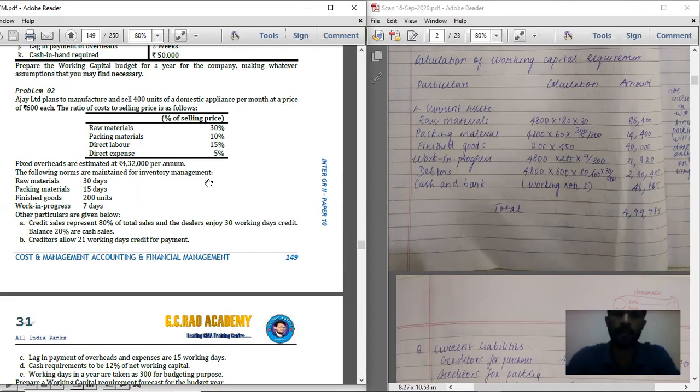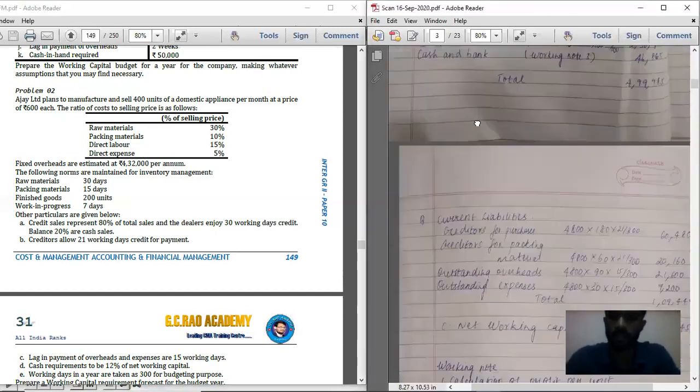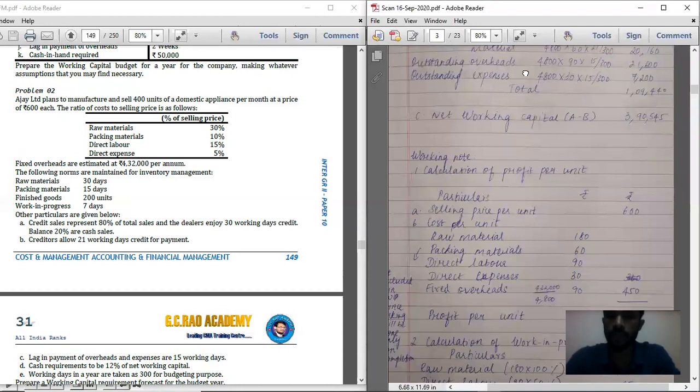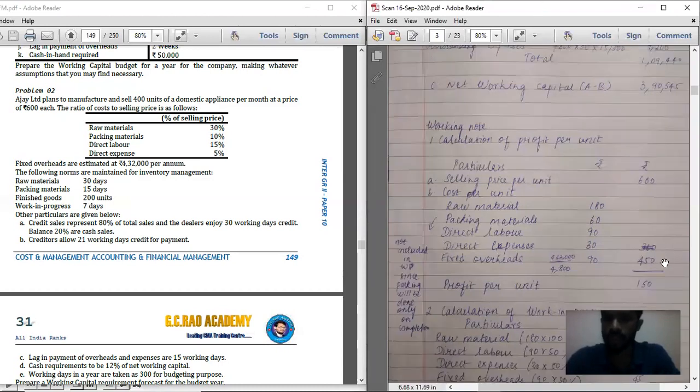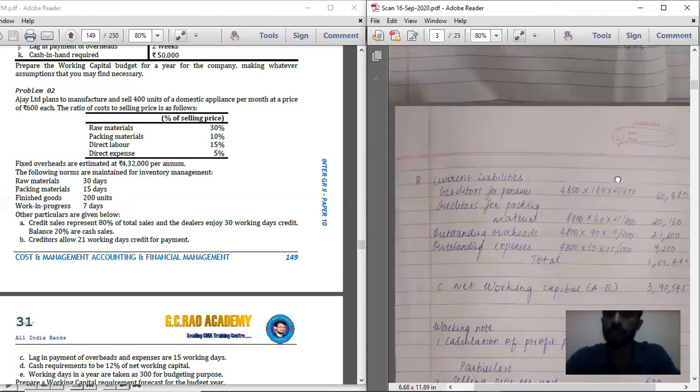So we have finished packing material. And next what they have given is finished goods is 200 units. You should maintain 200 units as a closing stock. So how much is the finished cost per unit? Finished goods cost per unit we have found is 450 rupees.